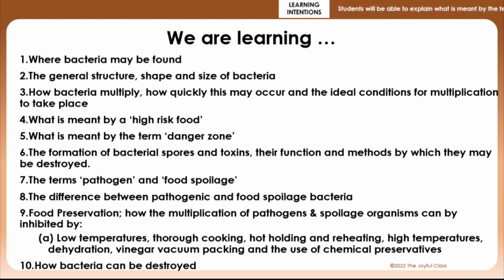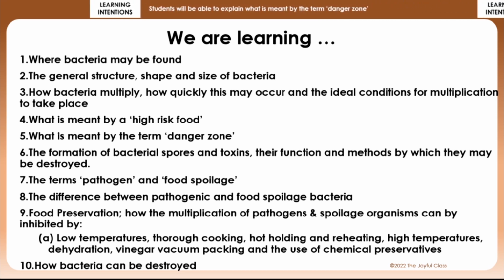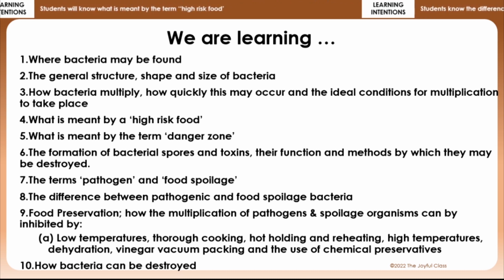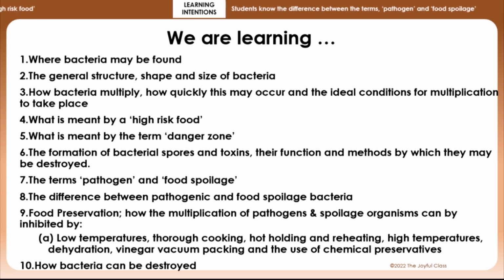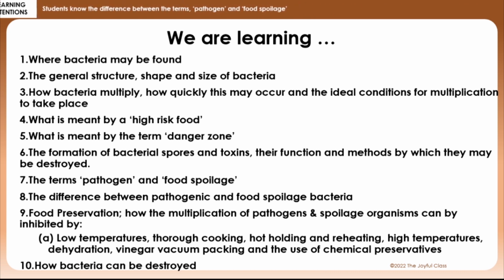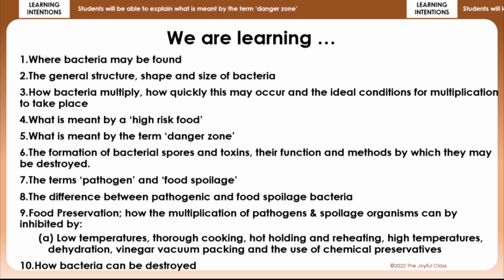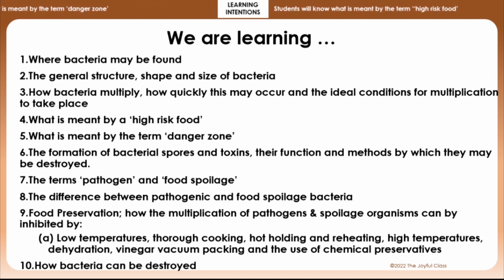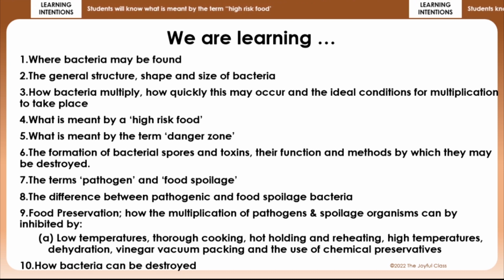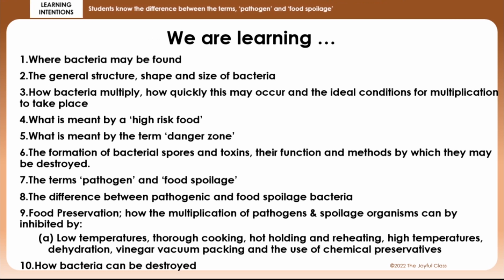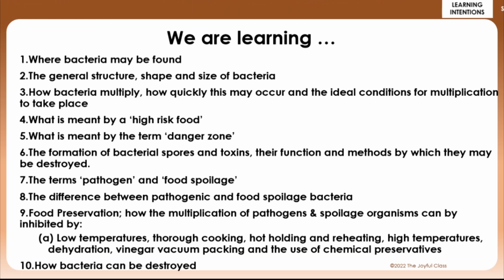So we're learning where bacteria may be found. We'll be learning about the general structure, shape and size of bacteria, how bacteria multiply, how quickly this may occur and the ideal conditions for multiplication to take place. We'll learn what is meant by high-risk food, what is meant by the term danger zone, the formation of bacterial spores and toxins, their function and methods in which they may be destroyed. We'll learn about the terms pathogen and food spoilage, and the difference between pathogenic and food spoilage bacteria.